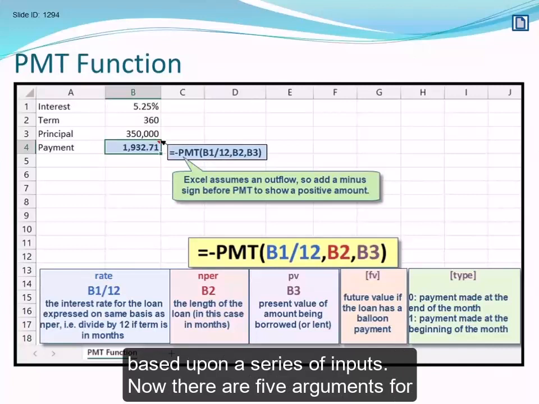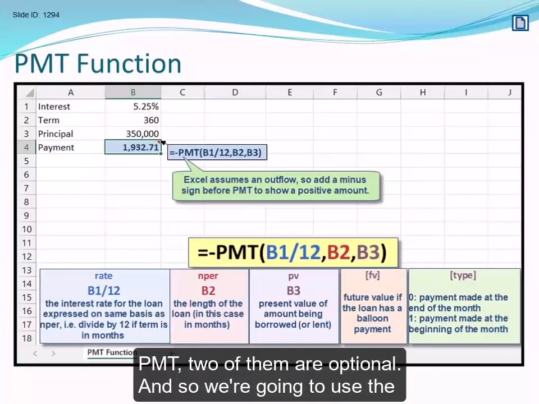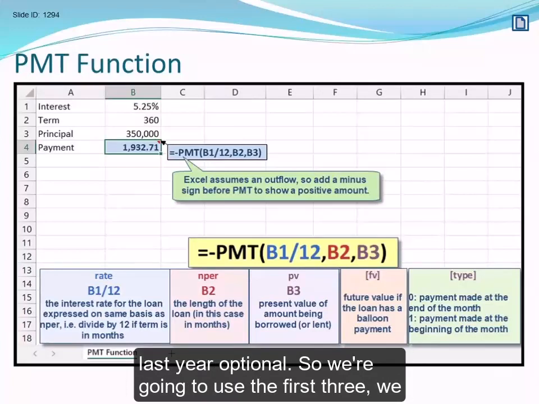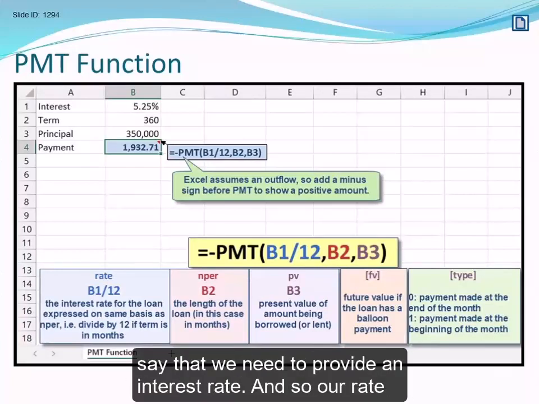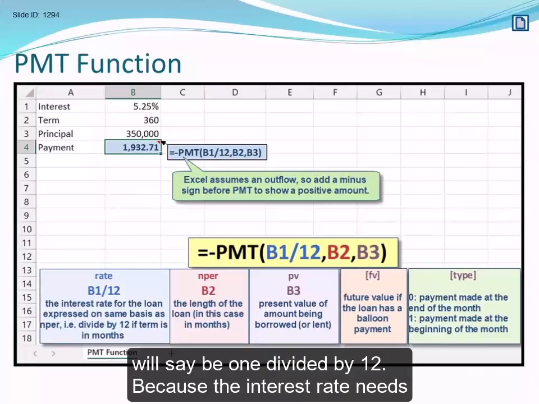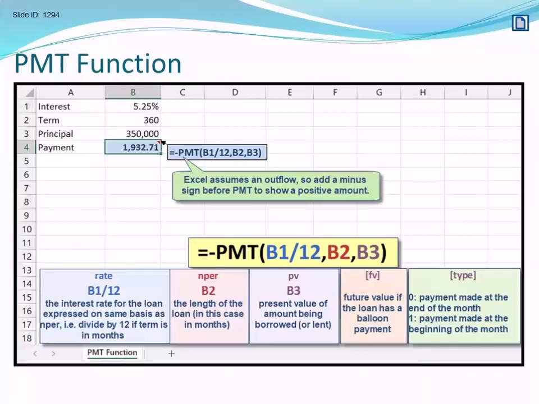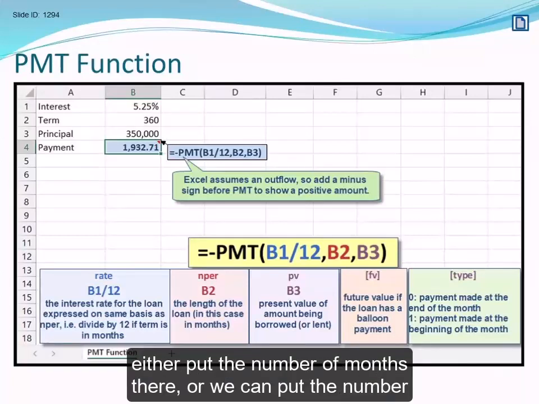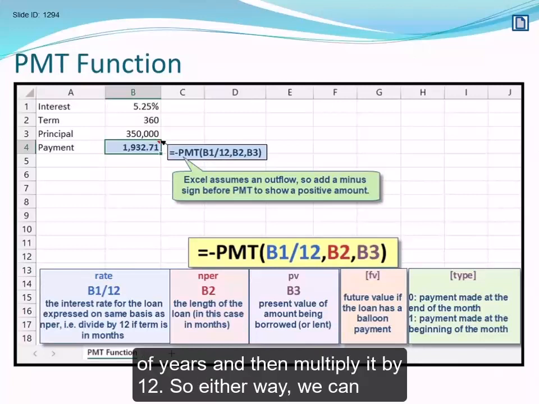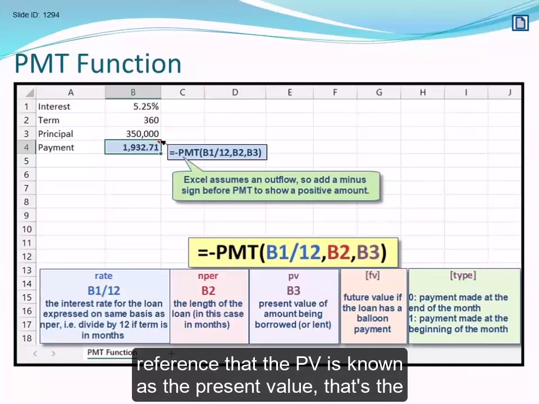Now, there are 5 arguments for PMT. The last 2 are optional, so we're just going to use the first 3. We see that we'll need to provide an interest rate, and so our rate will say B1 divided by 12 because the interest rate needs to be expressed on a monthly basis. Number of periods, we can either put the number of months there, or we can put the number of years and then multiply it by 12. So either way, we can reference that.